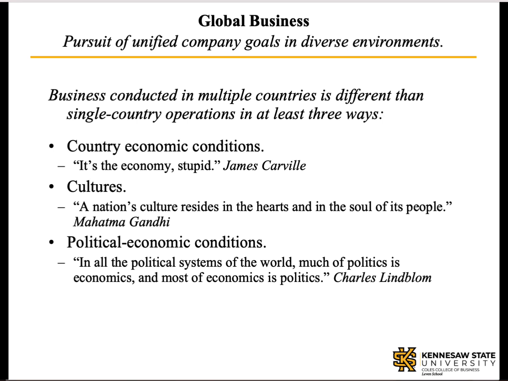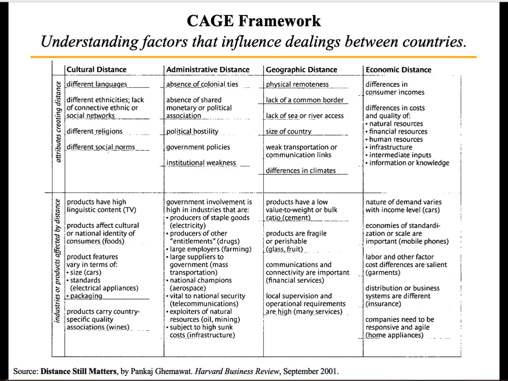And there are really 3 big sources of differences among countries. The first is their economic conditions, the second is the cultures that exist within them, and the third are their political economic structures. Your text uses the CAGE framework to discuss these differences. On this slide, I've reproduced the CAGE elements as they were presented in the original reference article. I'll add my own spin on 3 of them, and since geographic distance isn't really all that interesting, I will not discuss it in this presentation.